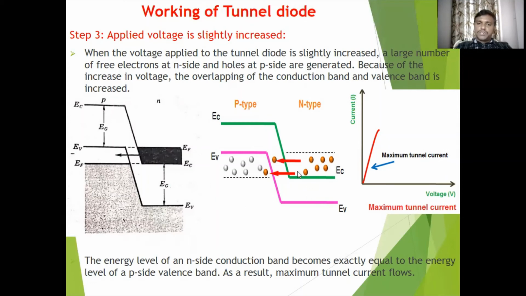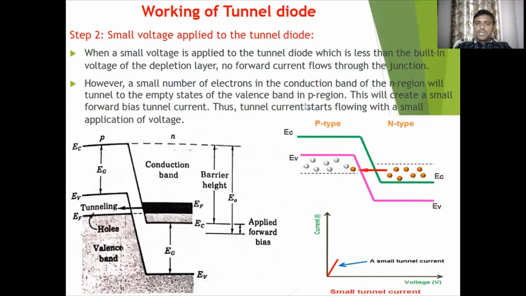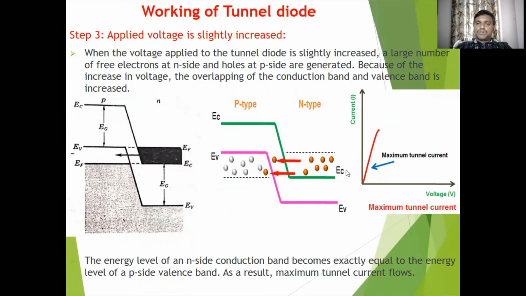Therefore, direct penetration of electrons will take place from the n side to the p side. So there is a movement of electrons, and directly the current will rise. For a small voltage applied to the tunnel diode, there is a small current increase. But if you observe here, this is the maximum current. The maximum tunnel current will flow because both will coincide. So that's why the maximum current flows here.